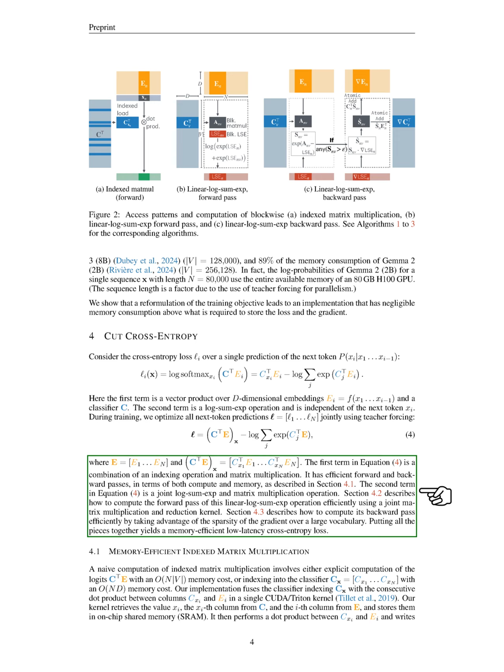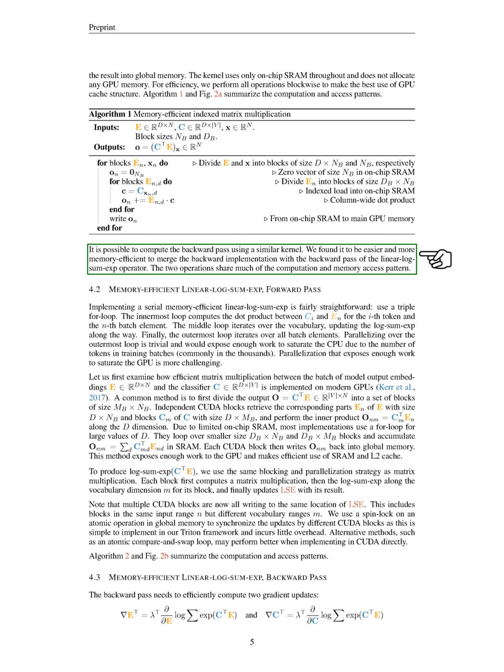We combine the classifier indexing with the dot product of specific columns in a single CUDA Triton kernel. Our kernel retrieves the necessary columns from both the classifier and the embeddings, storing them in on-chip shared memory. It then computes the dot product and saves the result in global memory, using only on-chip memory throughout and avoiding any GPU memory allocation. To maximize efficiency, we perform operations in blocks to utilize the GPU cache effectively. We can also compute the backward pass using a similar kernel. We found it more efficient to merge this with the backward pass of the linear log-sum-exp operator since they share much of the computation and memory access patterns.